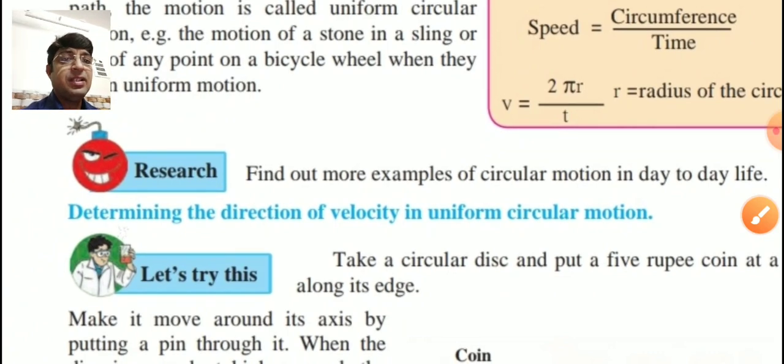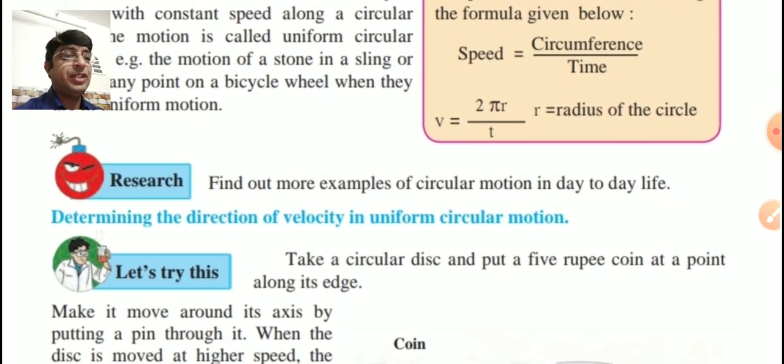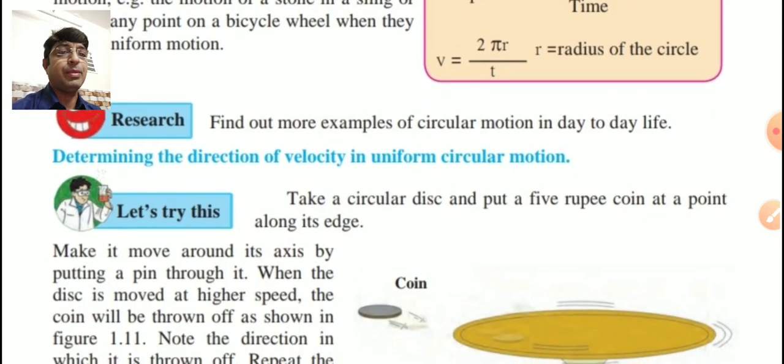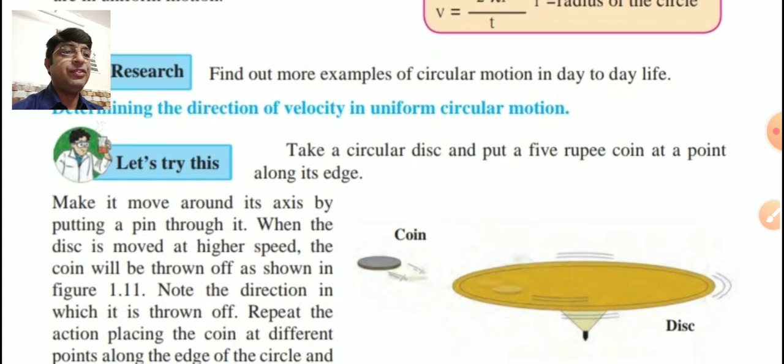Next. Now find out more examples of circular motion in day-to-day life. For example, rotation of the blades of a fan, then any wheel of a vehicle, etc. You try to find out a few more examples. Now determining the direction of velocity of uniform circular motion.